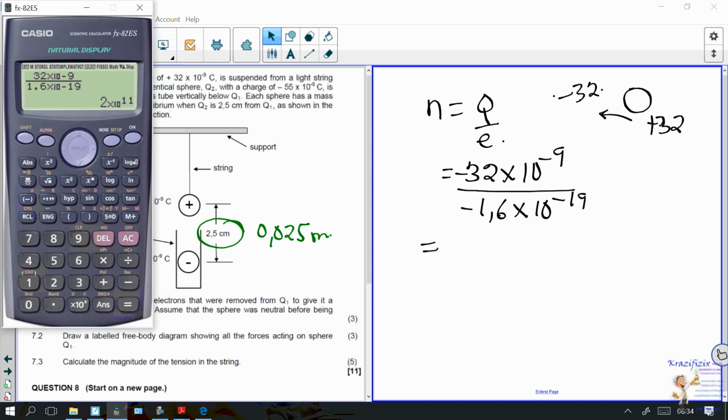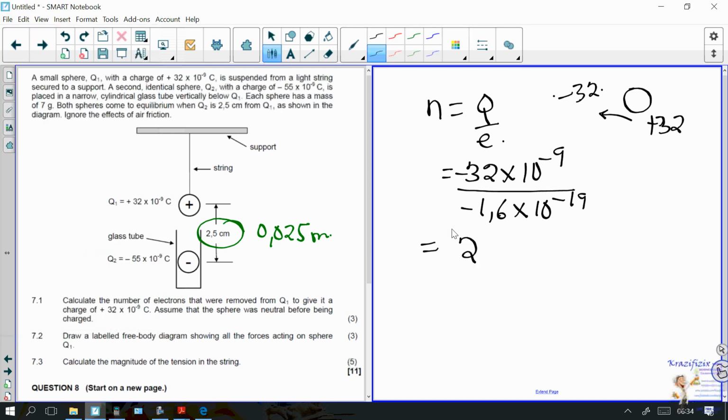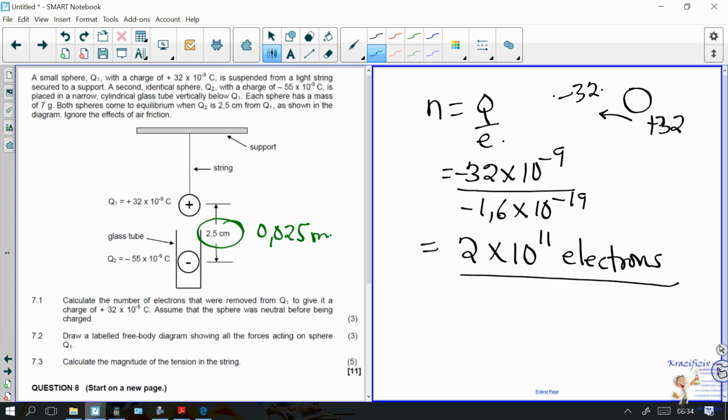2 times 10 to the power 11 electrons were removed. I hope the negative 32 makes sense to you there. So if we remove electrons, we are going to be left with positive charges.